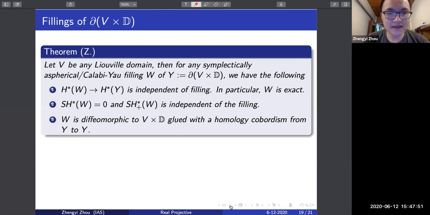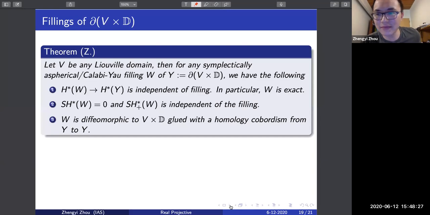So let V be any Liouville domain. Then for any symplectically spherical or Calabi-Yau filling W of Y, which is the boundary of V times D, D is a disk in C, we have the following. The first one is the restriction of cohomology from the filling to the boundary is independent of the filling. In particular, W is always exact. And second is SH is 0. So this is another example of one always being inside the image for any filling, any augmentation.